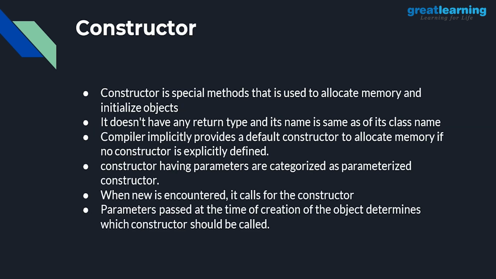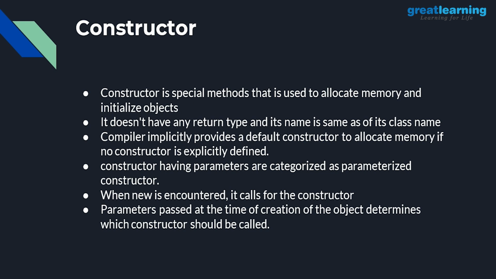Okay, now a constructor is a special method that is used to allocate memory and initialize objects, basically, right? It doesn't have a return type. We will see an example wherein we see a constructor doesn't have a return type. Its name is the same as its class name, right? Whatever is the name of the class is the name of the constructor, without any return type.